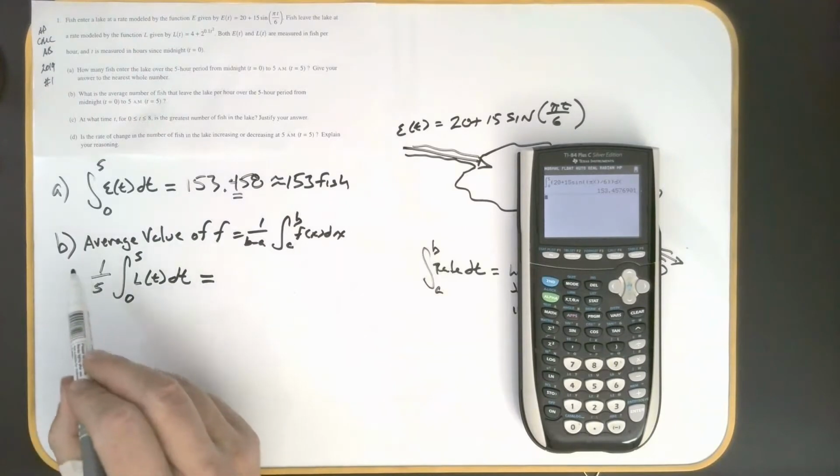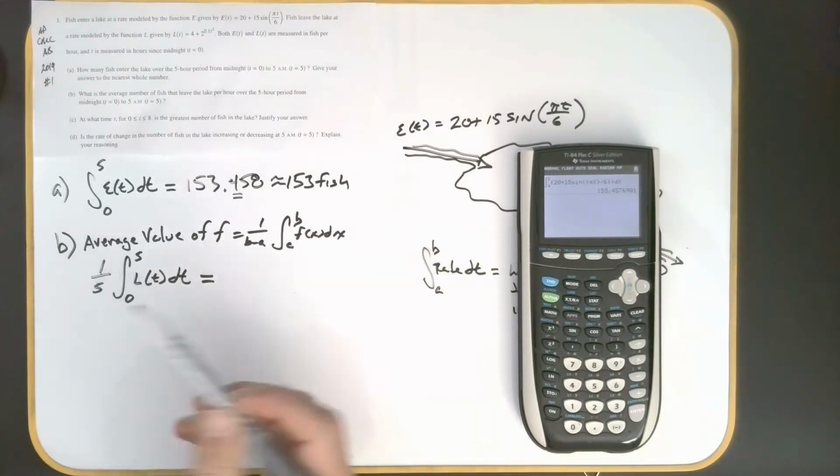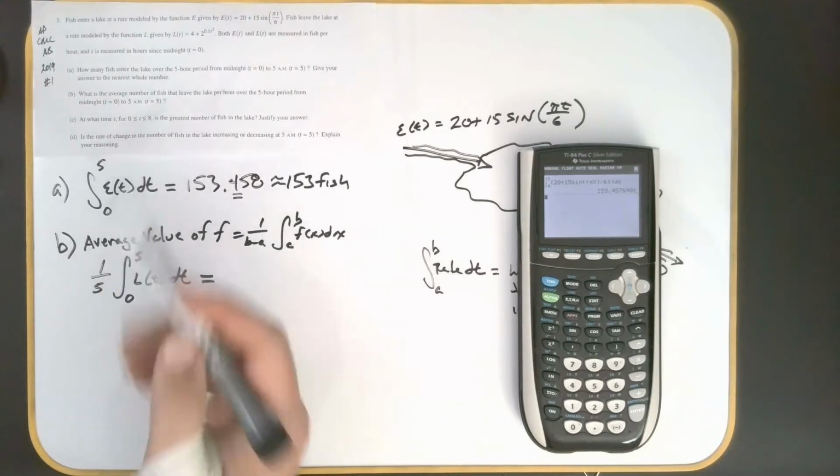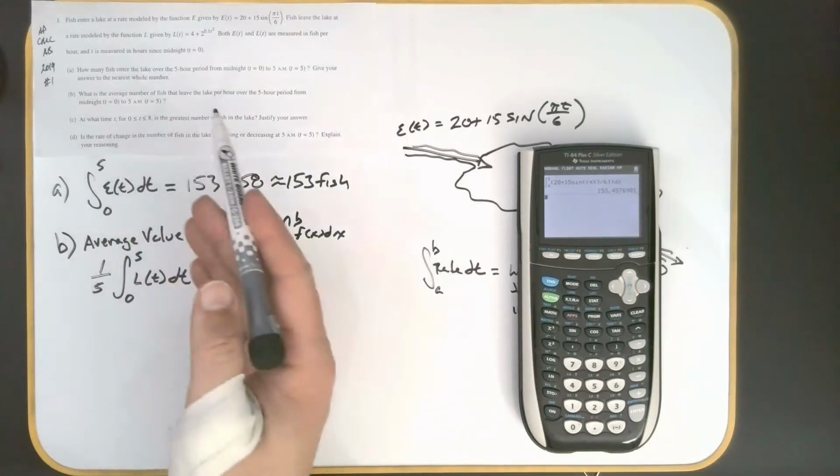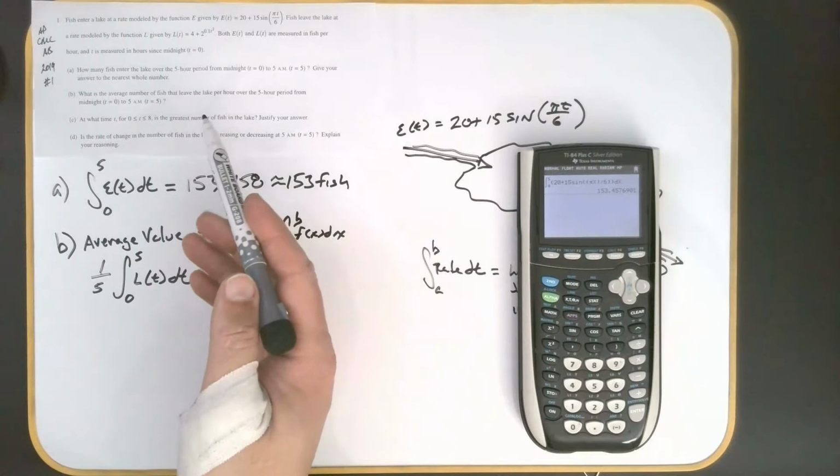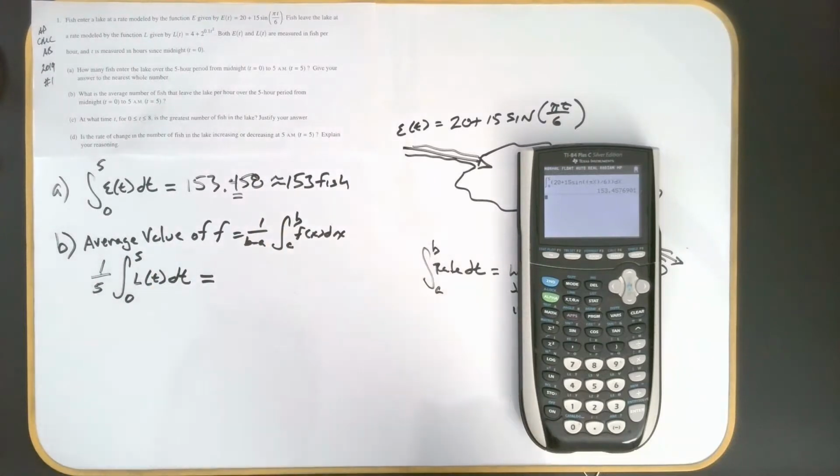Okay? So you don't want to confuse average value with average rate of change. They're not asking about an average rate of change. They're just saying the average number. And what's the average value of the function representing leaving? There's your setup. So we'll go back to our calculator.